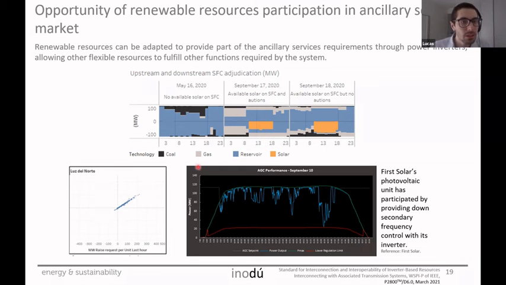The unit also shows a proper performance. We can see a line of down frequency control services, and it was able to provide about three quarters of the service requirement, which is a big amount of participation.